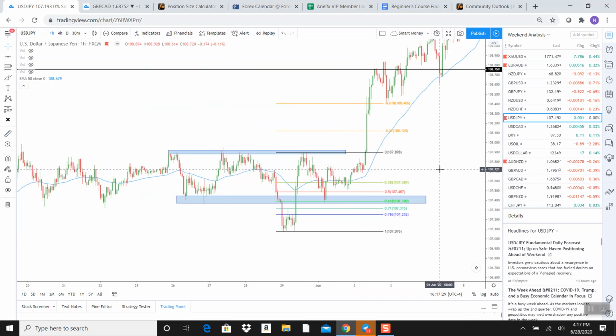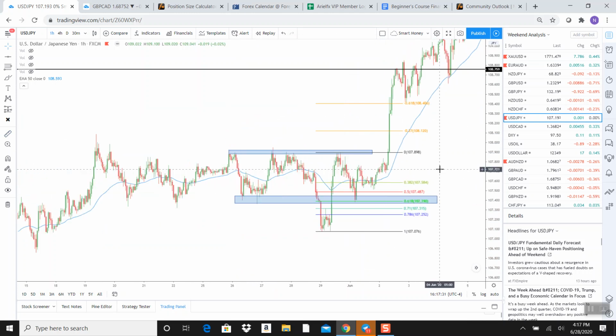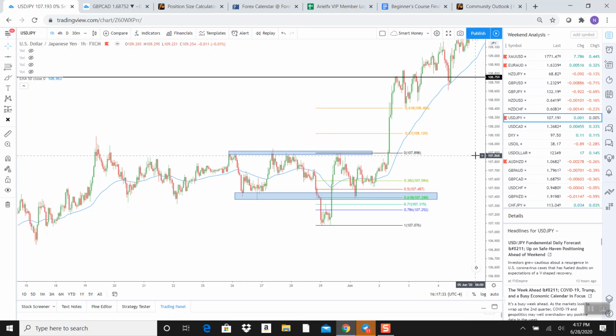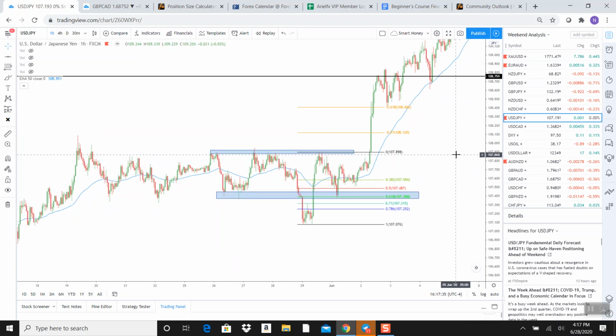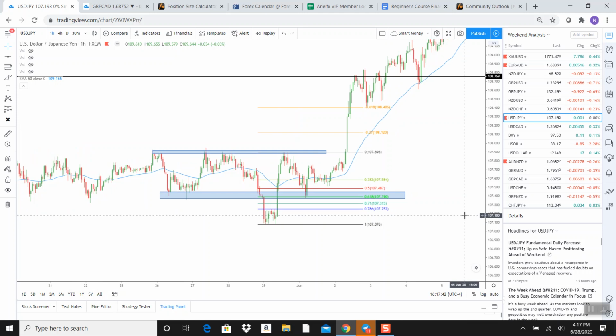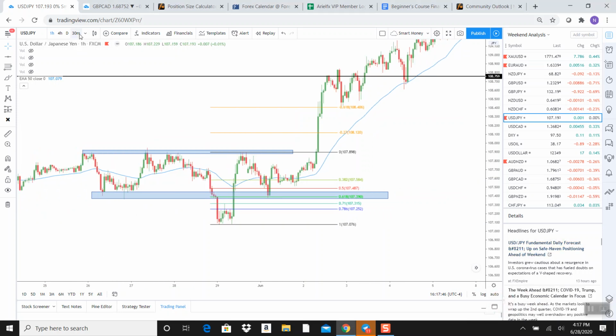So I hope you can grasp the concept of the inverse head and shoulders and the head and shoulders pattern. And it is a retail pattern, but it does signify a shift in momentum. It does signify a shift in structure. Now, going back to what I said about candlestick formations, hopping to the 30-minute time frame.